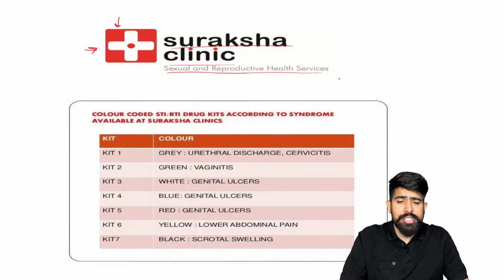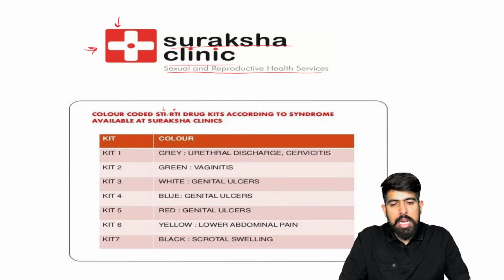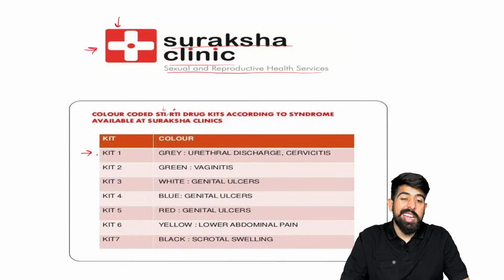Sexually transmitted diseases. In this Suraksha Clinic, we have the STD (sexually transmitted disease) and RTI (reproductive tract infection) kits. Kits are available according to the syndrome or the symptom. What are those kits? There are a total of 7 kits available.